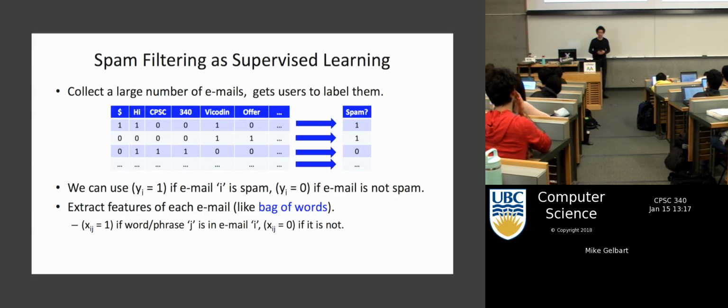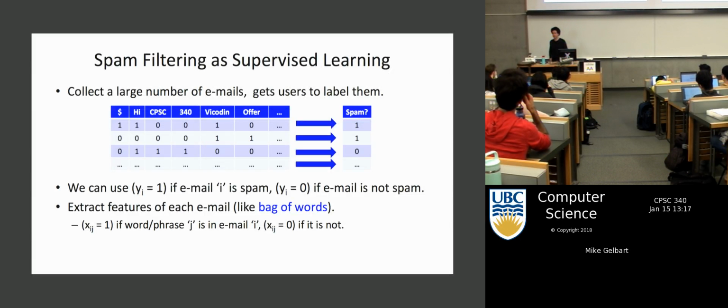What we're going to do, and we talked about this, I think, on the second day of class, is we're going to use the bag of words feature representation, which is we're going to have a whole vocabulary of words that we've seen in emails, and our features for each email is just going to be which of these words in our vocabulary was present in that email.